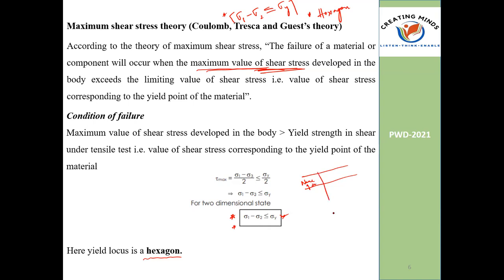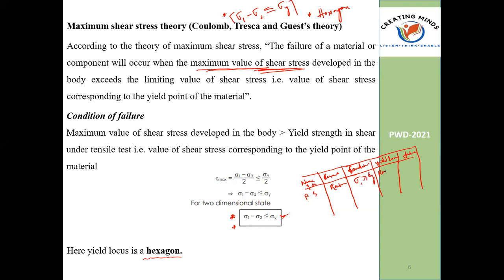Name of the theory. Next, researcher name. Next, condition. Next, yield locus. That's enough, these 4 are enough. The first is maximum principal stress theory, the researcher is Rankine. Condition: sigma 1 greater than or equal to sigma y.